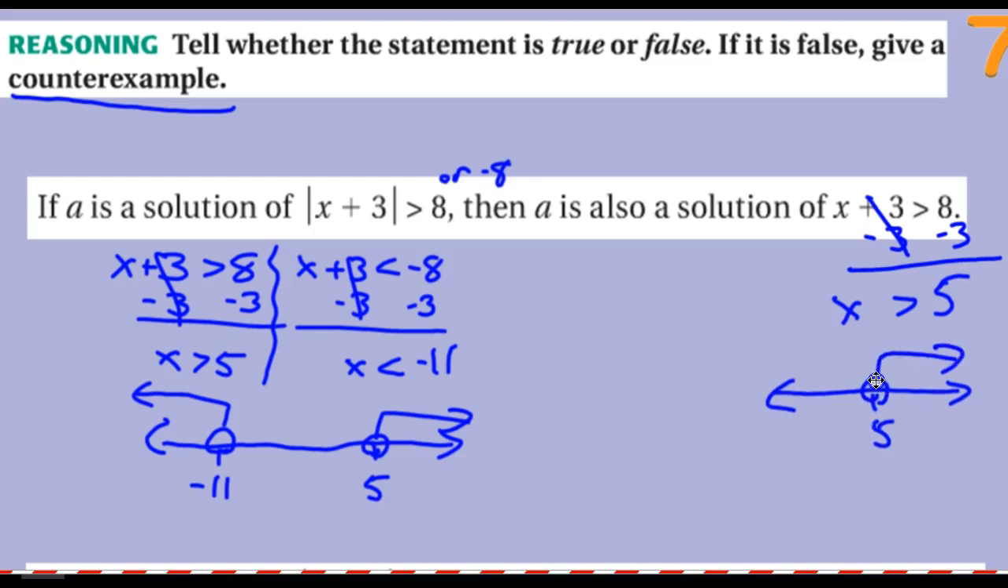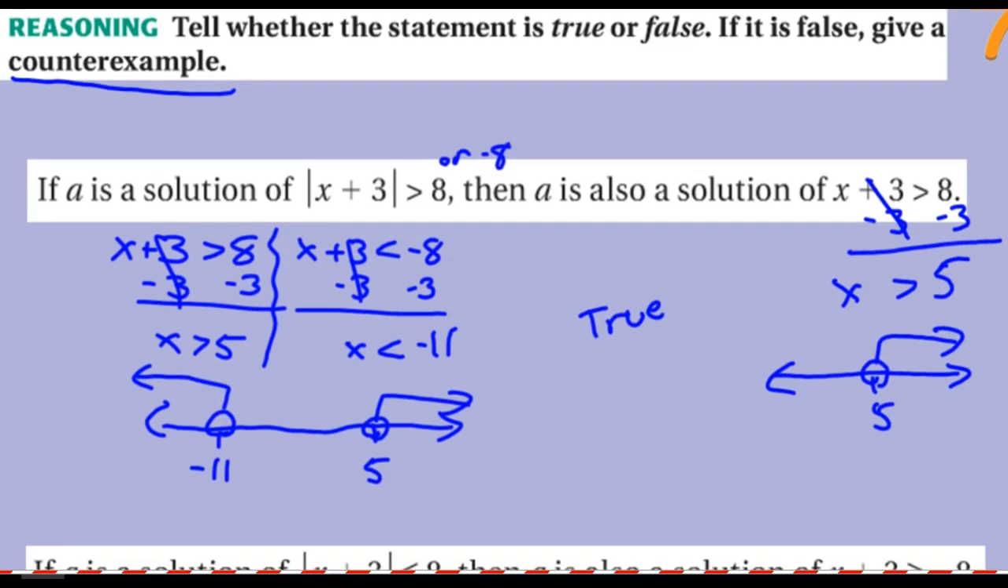Now, we know that in this first problem, x or a could be greater than 5 or less than negative 11. In this problem, we know that a can be greater than 5. So because these two have the same solution here, we know that this is true. A in both of these problems could be greater than 5. It doesn't have to be less than negative 11, but it could be greater than 5 in both the problems.